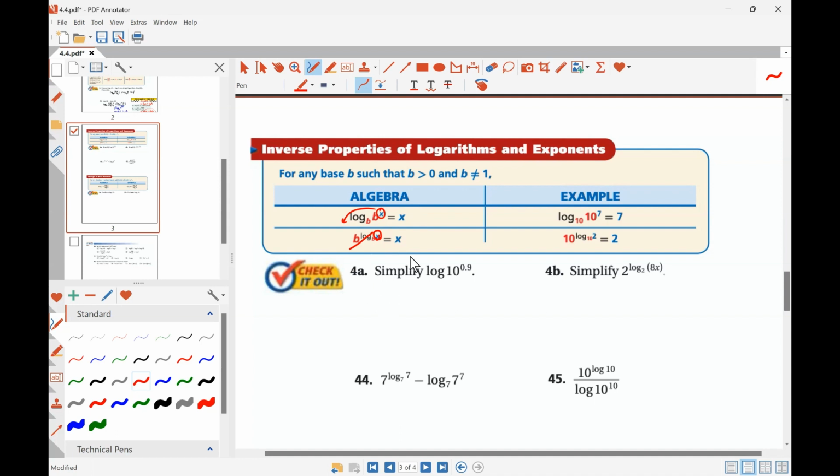So the questions are really simple. The first one here, the base is 10. There's an invisible base. The base and the number written beside log are the same. They cancel each other. We are left with 0.9. The second one, the base of the logarithm and the base of the exponent are the same. They cancel each other. We are left with 8x. Here I have 7, 7, same bases. They will go. So 7 remains. 7, 7, they will cancel each other. 7 remains. 7 minus 7, 0.